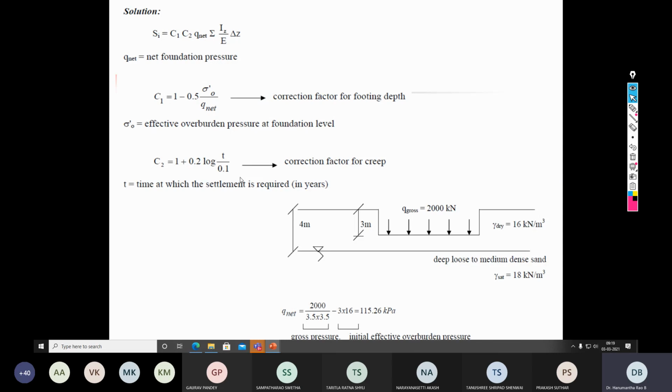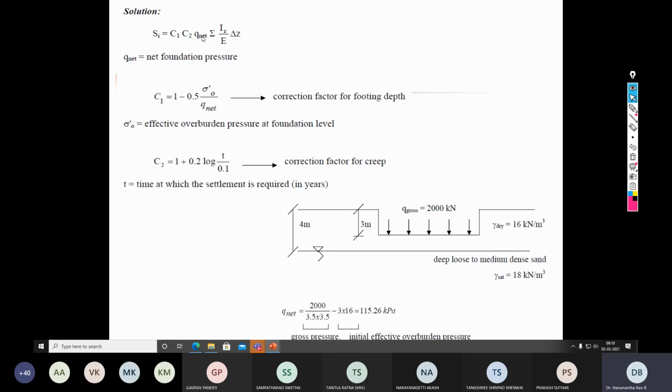And C2, which accounts for creep effect. The formula for C2 is 1 plus 0.2 into log T by 0.1. In our sum, you are asked to calculate after 6 years what would be the creep settlement or immediate settlement. So here T is 6 years and T shall be taken in years.